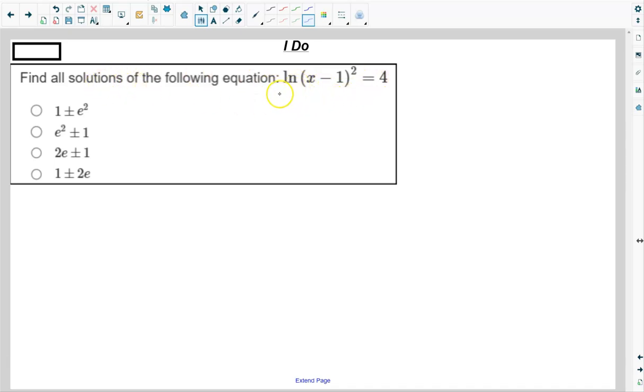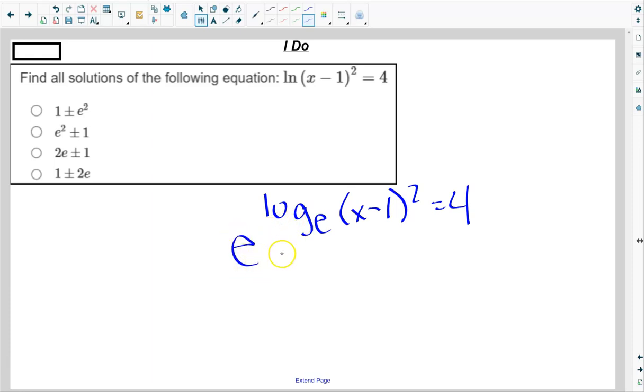Solutions. So you have to solve. I guess we can rewrite it carefully. Natural log is log base e, and the expression squared equals 4. So there's your base. We turn this log into an exponential. That's simple. So we can cancel.